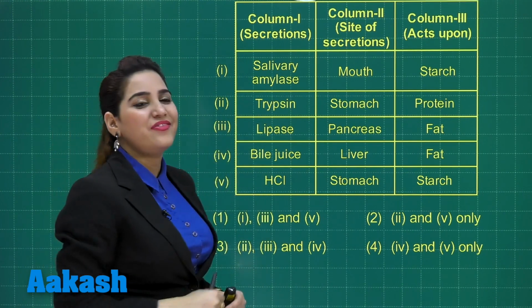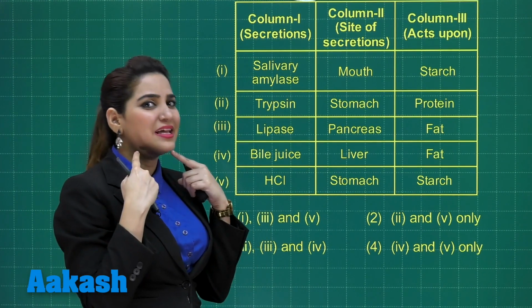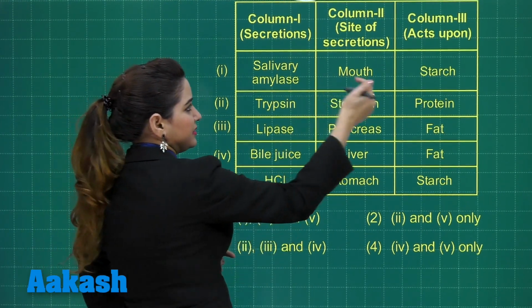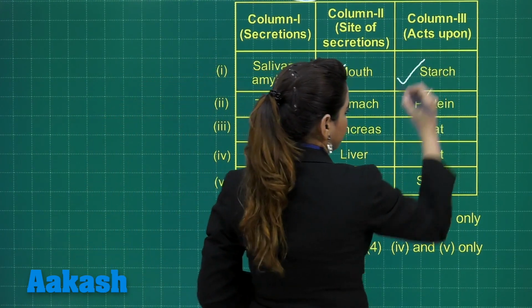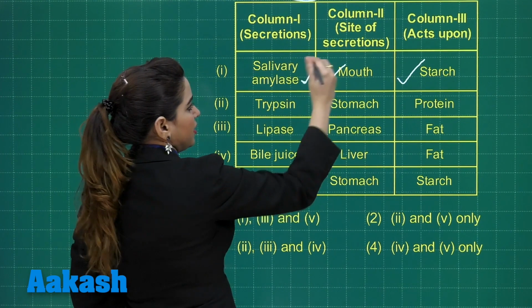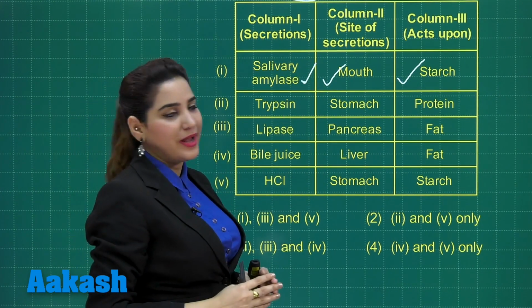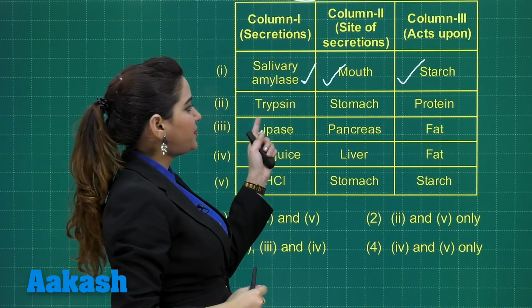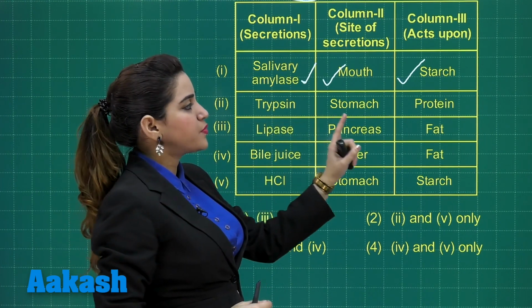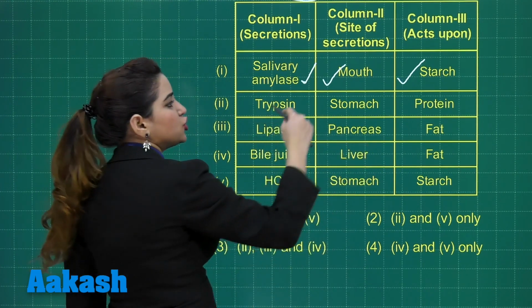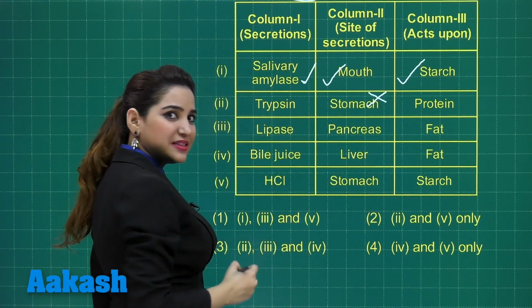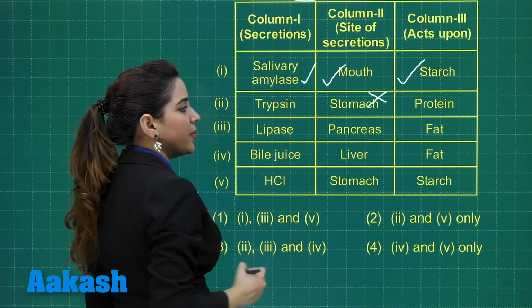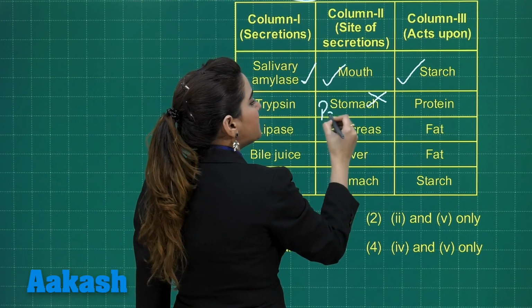Number 1, salivary amylase. Salivary amylase is produced in our mouth. The site of secretion is rightly written. And yes, it acts on starch. So these three combinations are absolutely right. Next one, trypsin, stomach, protein. Guys, trypsin sure acts on protein, but is not synthesized or produced in stomach. Rather, it is produced in pancreas.